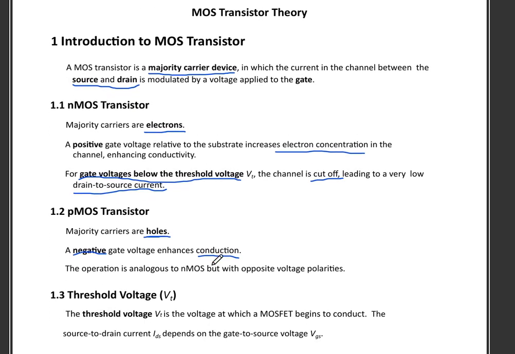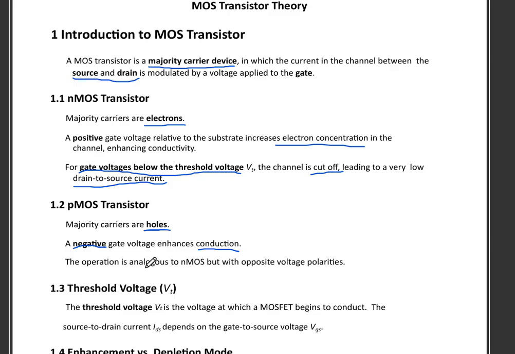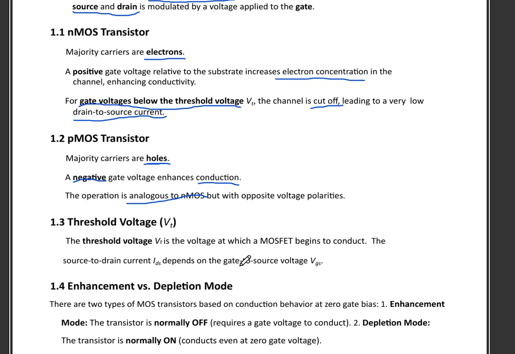Next is PMOS transistor. The operation is analogous to NMOS, which means it is complementary or opposite of each other. And NMOS and PMOS have opposite voltage polarities.